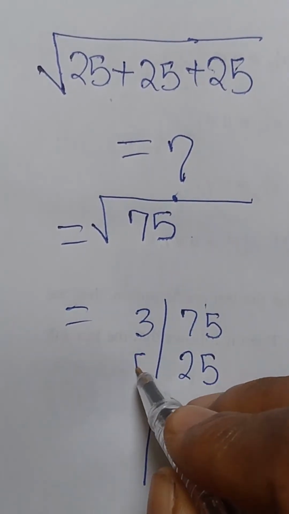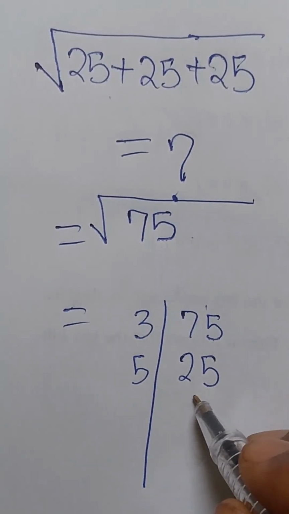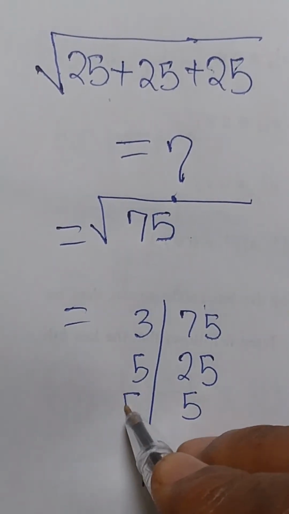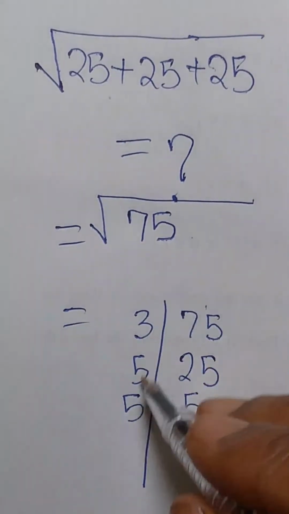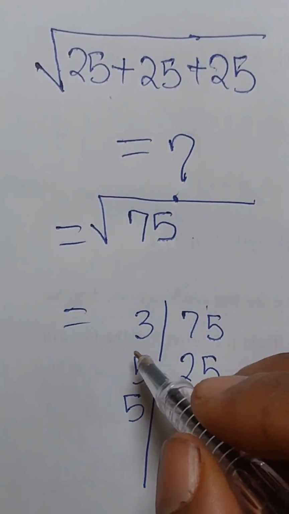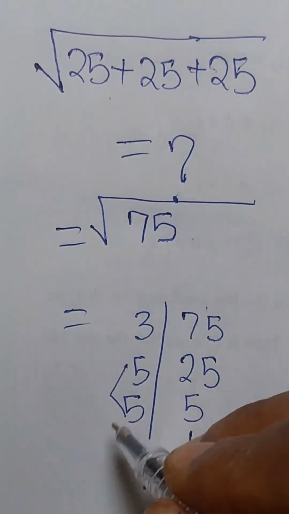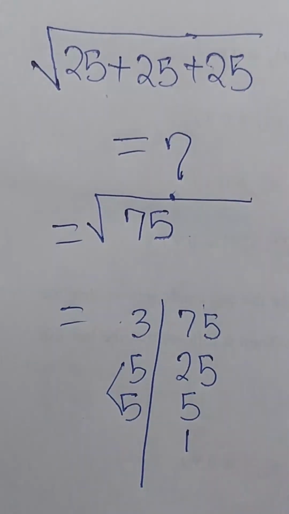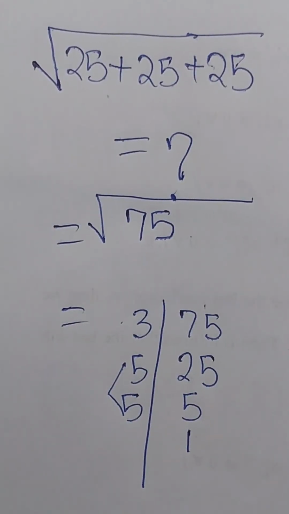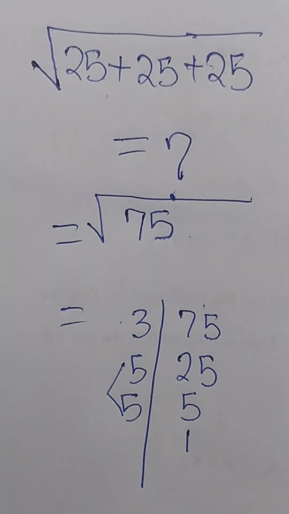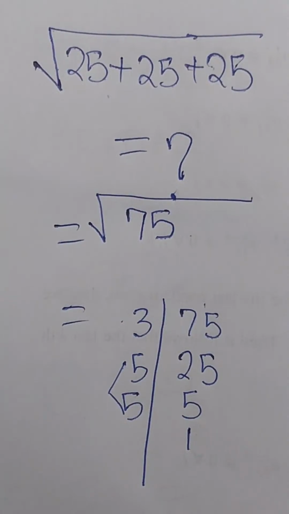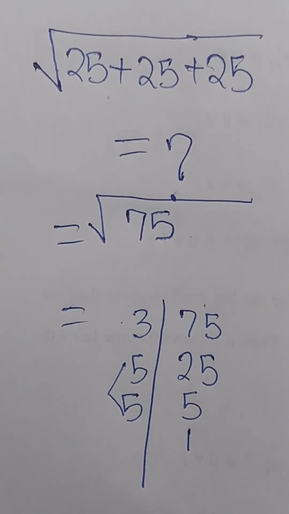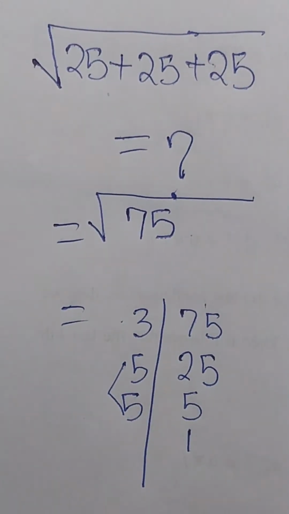The next one that will divide is 5. 25 divided by 5 will give us 5. If we divide by 5 again, we have 1. So these are the possible divisors. Here we have the same number, and here we have 3. So this is equal to the square root of 5 times 5, which is 25, multiplied by 3.